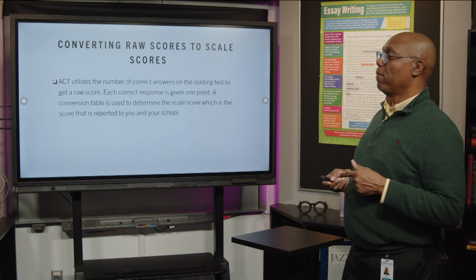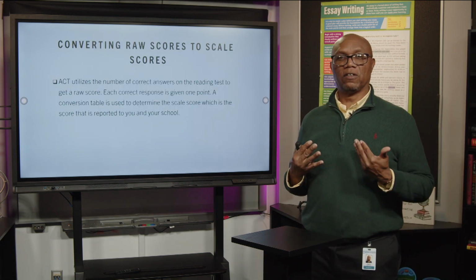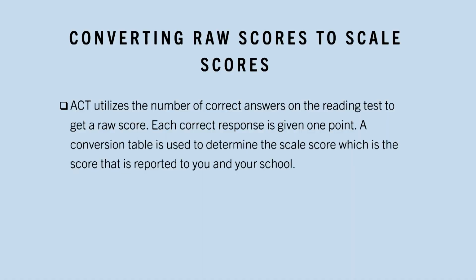The next thing we want to talk about is converting raw scores to scale scores. ACT utilizes the number of correct answers on the reading test to get a raw score. Each correct response is given 1 point. A conversion table is used to determine the scale score, which is the score that is reported to you in your school.